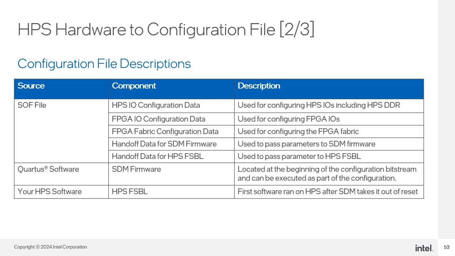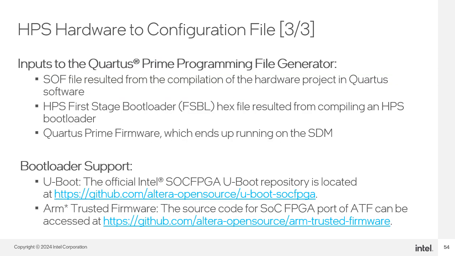The SOF file contains all of the configuration information to program the FPGA with the design that you created. The Quartus software contains the boot ROM that initializes the SDM. The HPS software is the first stage bootloader, second stage bootloader, OS, and your software application. The configuration files are created by the Quartus Prime Programming File Generator, using the following inputs: SOF file, first stage bootloader hex file, and Quartus Prime firmware. U-Boot and ARM Trusted Firmware bootloaders are supported.